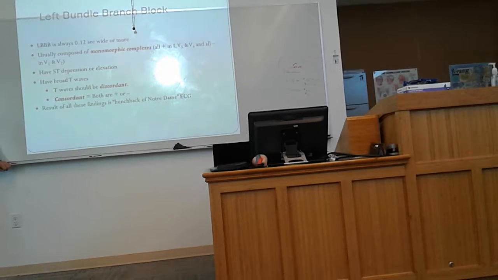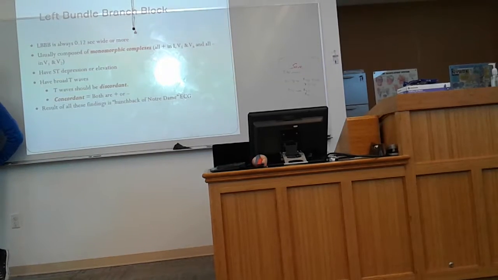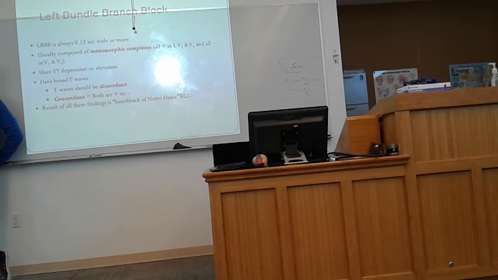Good? You should be able to answer that question. Why will they be all positive in leads 1 and V6 and all negative in V1? The majority of electricity is going to the left. There's more electrical activity going left, and the electrical activity in V1 is going away from it. Say that another way so I can understand it better. In V1, the electrical activity is going to the left, more to the left. Is that going towards it or away from it?